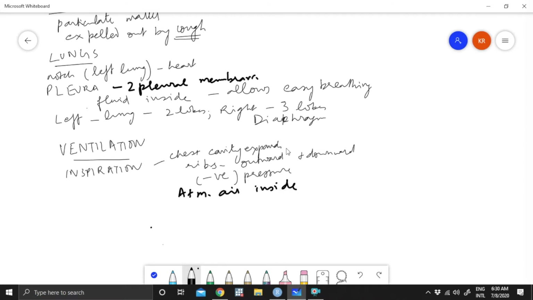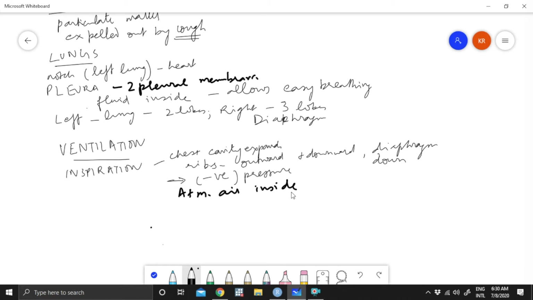So I'll repeat this. The inspiration, this is because the chest cavity expands. The chest cavity expands because the ribs move out and down. Also the diaphragm, the dome shaped structure, moves down. At that time the stomach moves a little outside, therefore the diaphragm moves down. Due to this there is negative pressure created and the atmospheric air moves inside.